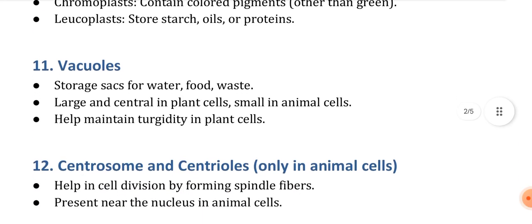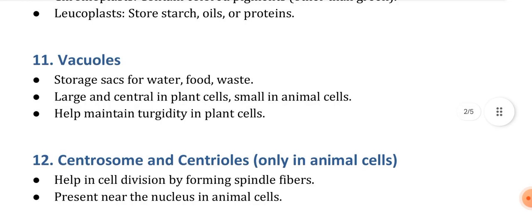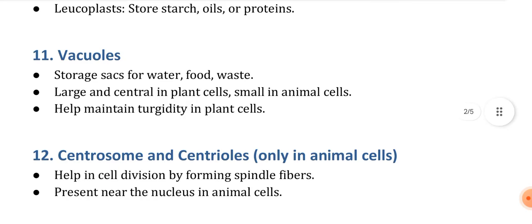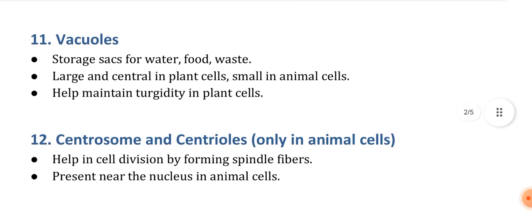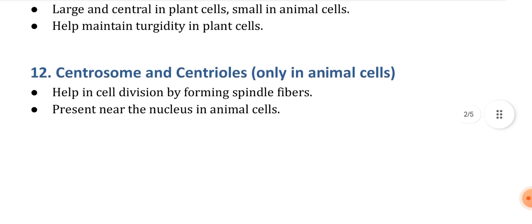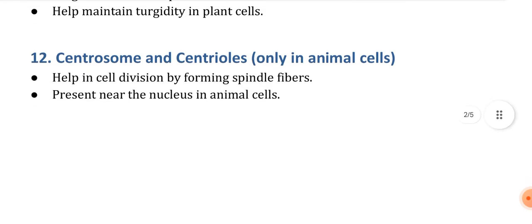Vacuole: storage sacs for water, food, waste; large and central in the case of plant cells, small in the case of animal cells. They help maintain turgidity in plant cells because they store water. Centrosome and centrioles are found only in animal cells. They help in cell division by forming spindle fibers, and are present near the nucleus in animal cells.